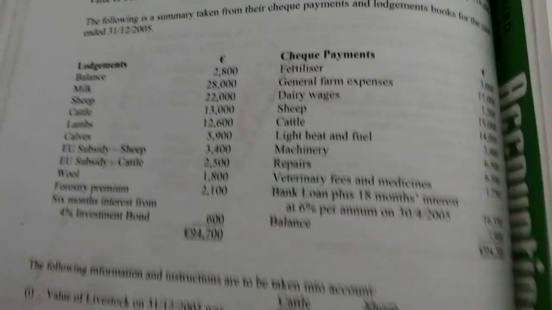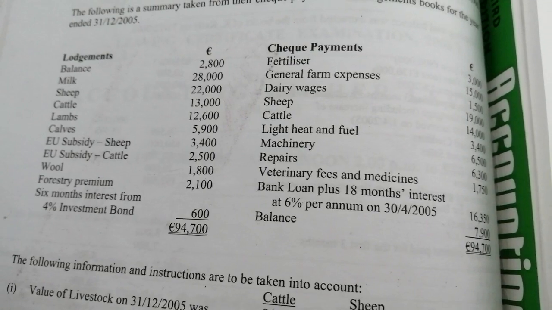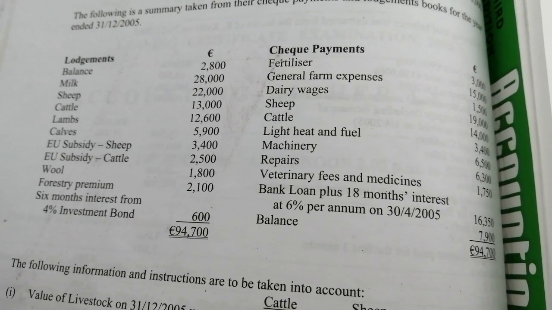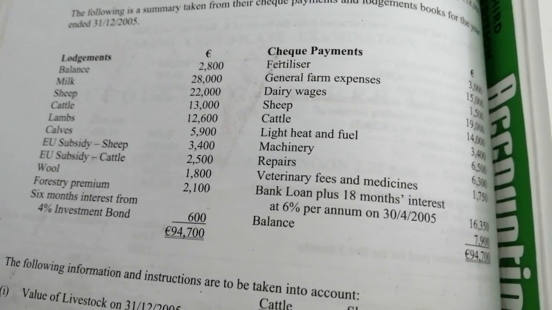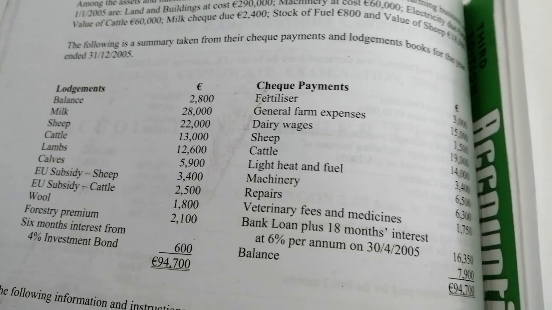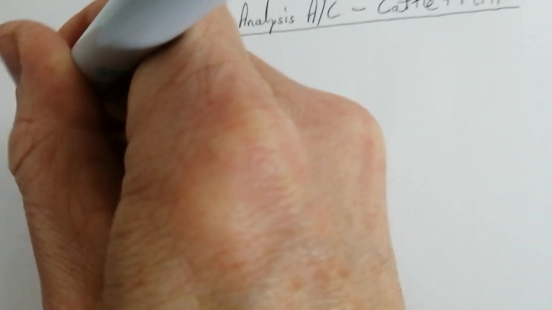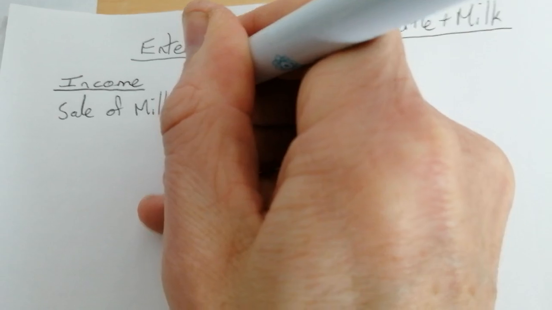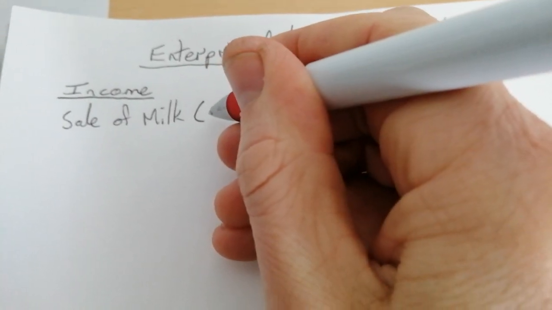So in the lodgement side there, we see we start with the bank balance, and then we've milk 28,000. There'll be a little adjustment to be made there, because we saw earlier there was milk check due at the start, and there's probably milk check due at the end. So let's start with that one. We'll call it sale of milk, and let's just do the actual adjustments here first.